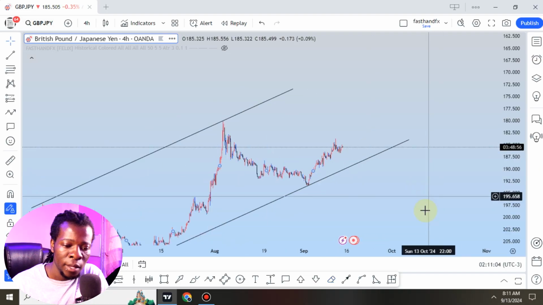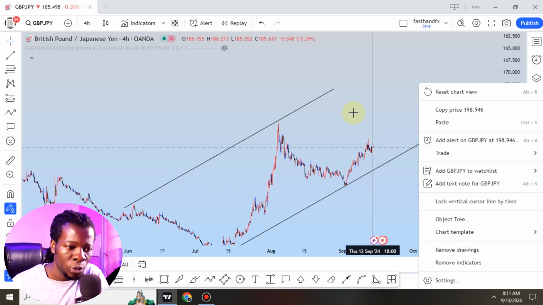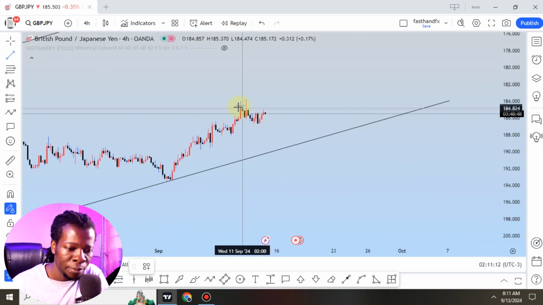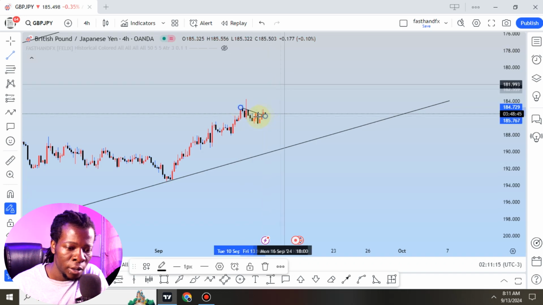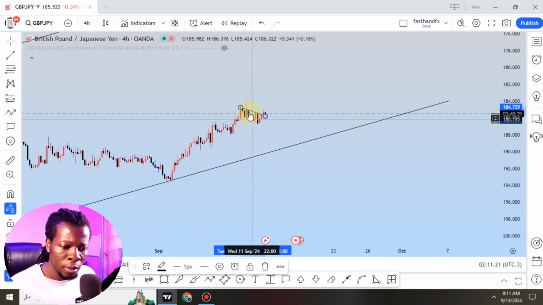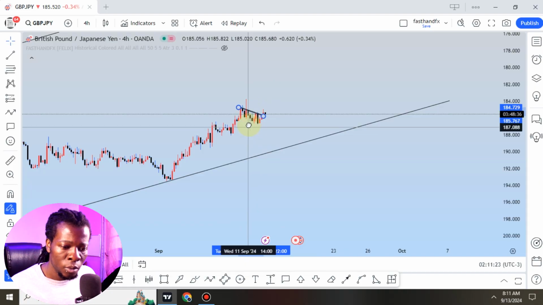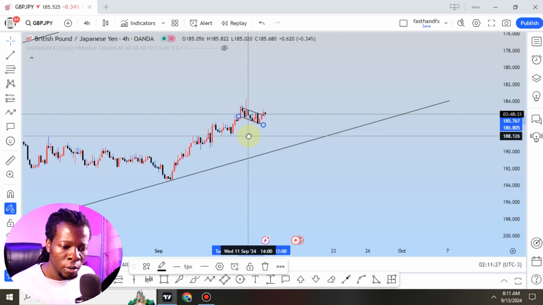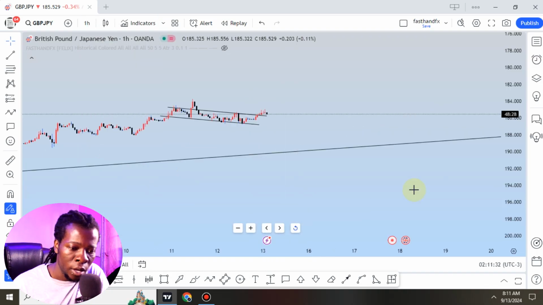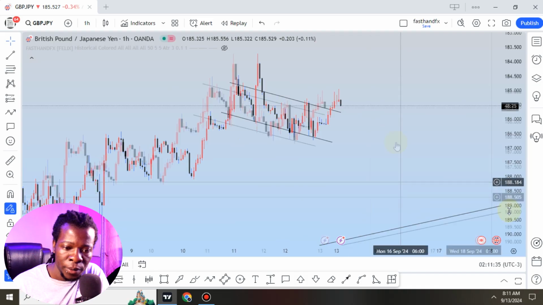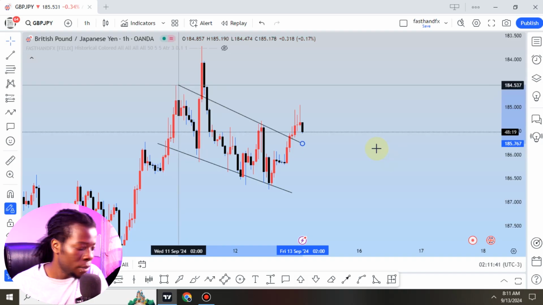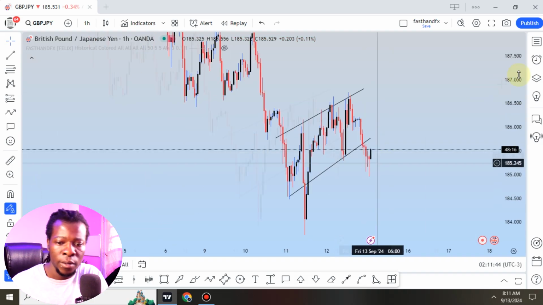Let's just remove that. Now inside this I already see a continuation pattern, which is a bearish flag. Remember, the screen is flipped. 1, 2 right there, and then let me drag this below right there. Correct. Now let's hit the H1 and see what we have. Right, so this is what we see. Let's just have this right there.